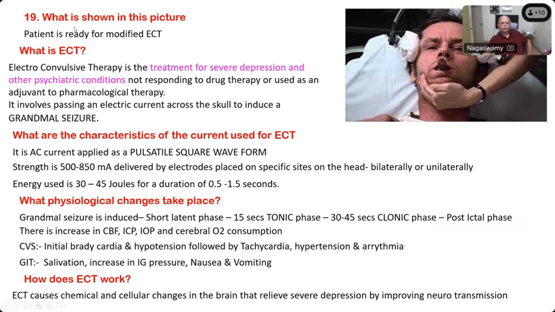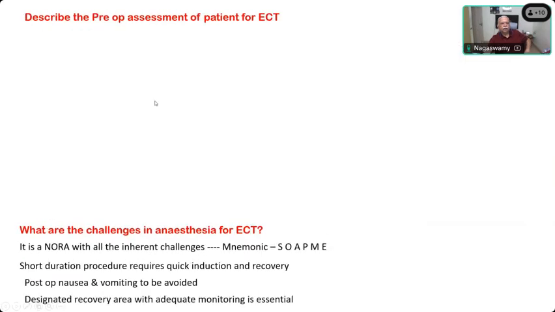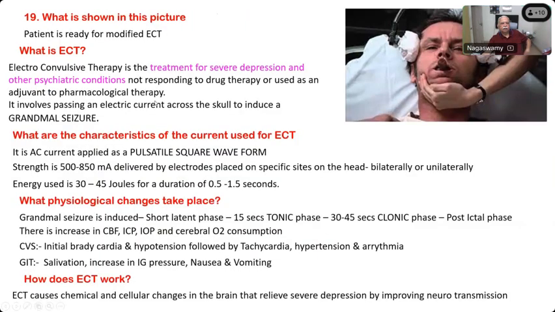So what is shown here in this picture is a patient ready for modified ECT. What is ECT? Electroconvulsive therapy. It is a treatment for severe depression and other psychiatric conditions not responding to drug therapy, and is used as an adjunct to pharmacological therapy. It involves passing an electric current across the skull to induce a grand mal seizure.